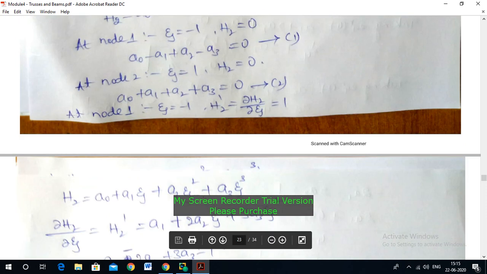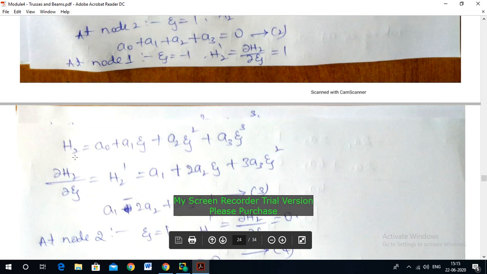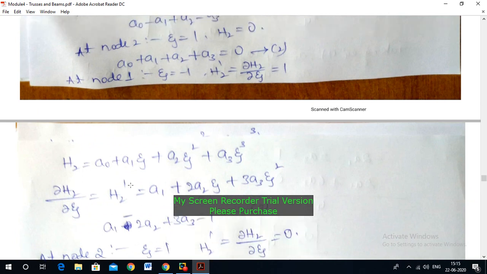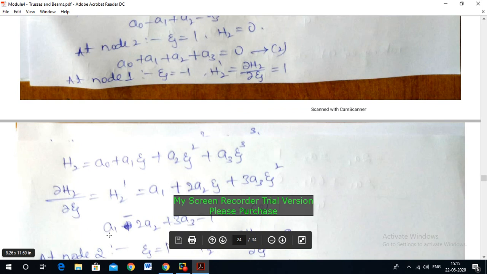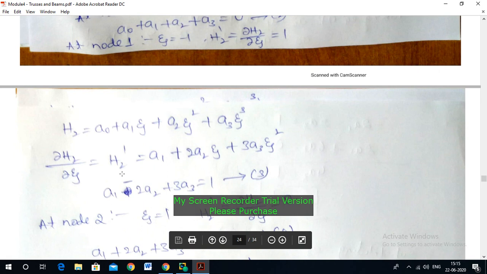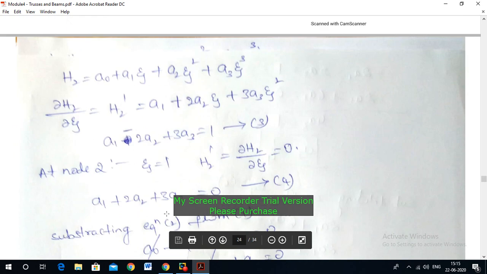plus a2 zeta square plus a3 zeta cube. Differentiating this equation with respect to zeta, I will get a1 plus 2a2 zeta plus 3a3 zeta square, but s2 dash is 1. Therefore, substitute zeta is equal to minus 1 and s2 dash is equal to 1 in this equation, I will get 1 equal to a1 minus 2a2 plus 3a3 equal to 0. I call it equation number 3.